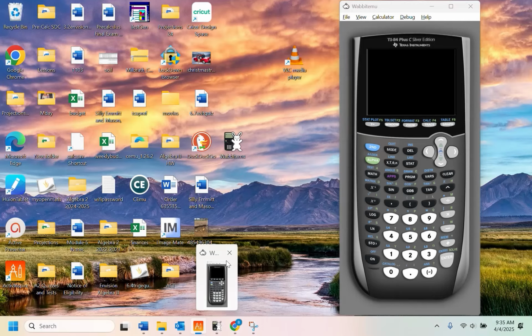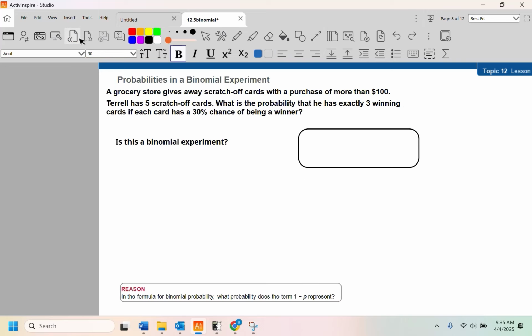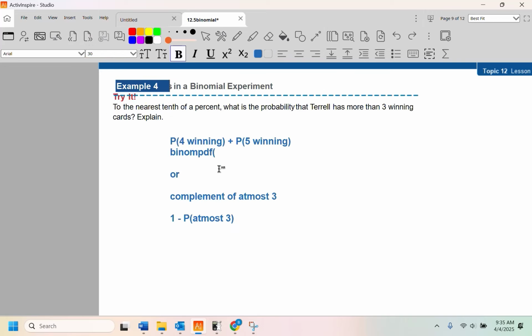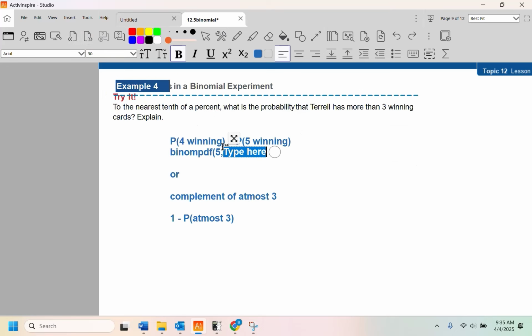So, we're not going to do this one by hand. We're going to use the binomial PDF function, the binomial probability distribution formula. If I remember right, he's got 5 scratch-off tickets, so the number of trials is going to be 5. What's the probability of winning? 30% chance of being a winner, so 0.3. And we're looking for 4 winners, and we're also looking for 5 winners.